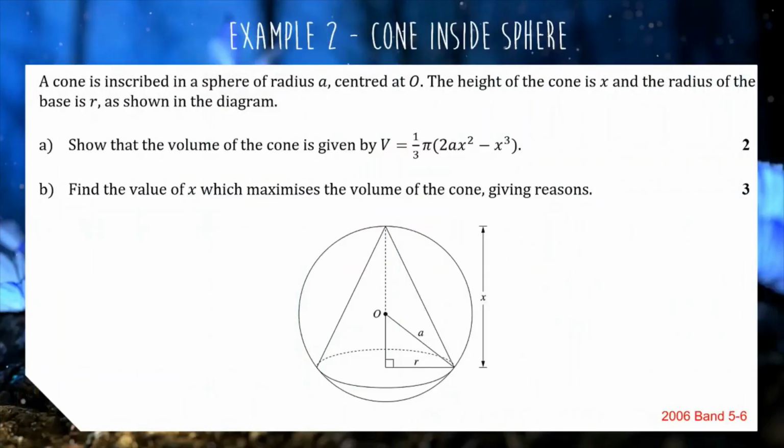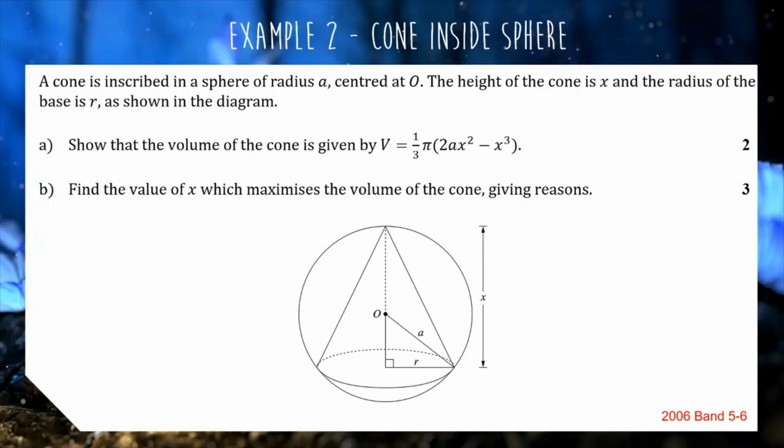Now we have the next one. We have a cone inside a sphere. The sphere is radius a, center at O. The height of the cone is x, so this cone is x tall, and the radius of the base circle for the cone is r. Show that the volume of this cone is given by 1/3 of pi times 2ax squared minus x cubed. That's for 2 marks, so it will be a bit of work.